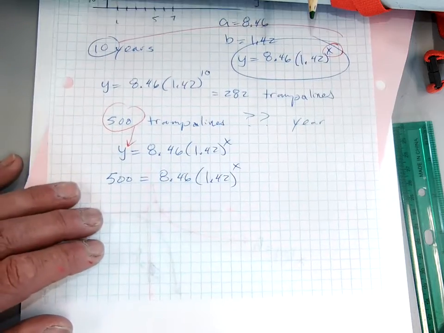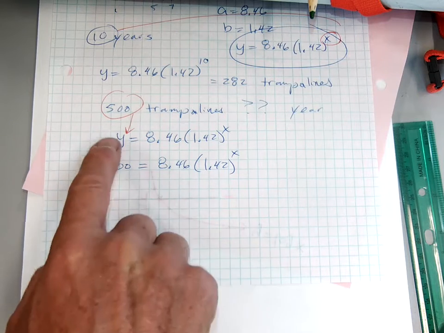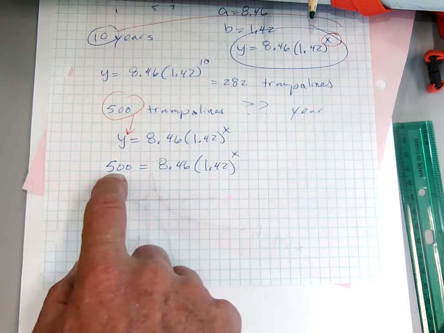Okay, how do we solve? Well, we're probably going to have to do a logarithm. That's okay, we can do that. We can handle this. Tell me when you're ready, though. I'll wait for you because I want you to see this. So, for the last problem, I set it equal to 500. So 500 equals my equation.